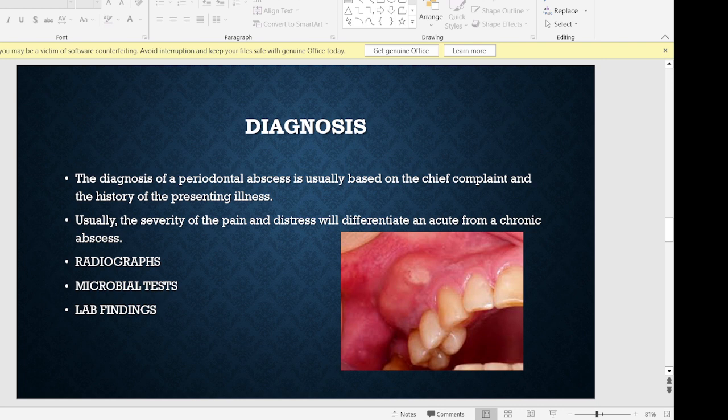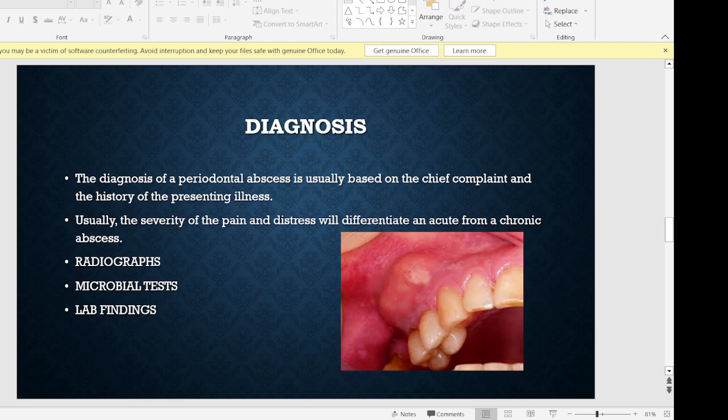Other diagnosis may be radiograph. It may reveal it, but sometimes, if the abscess is present on the buccal, lingual or palatal aspect, it cannot be seen in a radiograph. But if it is present in the interproximal area, you will see a radiolucency there. It depends on the size of the abscess also.